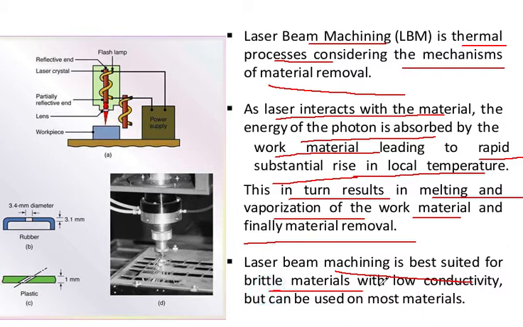Is it clear to you? Brittle material cannot be machined in a proper manner with the conventional machining process. Means you can go with that, but if you want good accuracy in the product, then you can go with brittle material also. The most interesting thing is that it works even with low conductivity, but it can be used on most materials also. Don't think that only brittle material is applicable. No, you can go with some other material also.